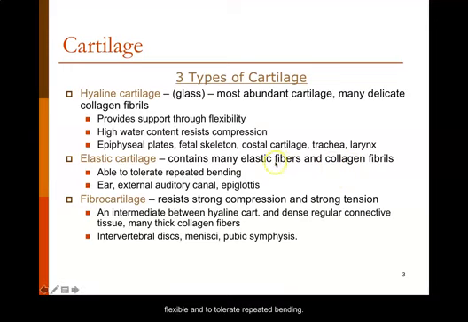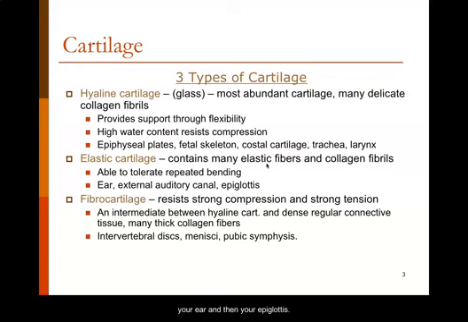and to tolerate repeated bending. Elastic cartilage can bend and recoil back to its original shape and size due to those elastic fibers. We have elastic cartilage in our external ear. So the structure of your ear, that cartilage in your ear, is elastic cartilage. The external auditory canal is lined by elastic cartilage. That's the tube of your ear.